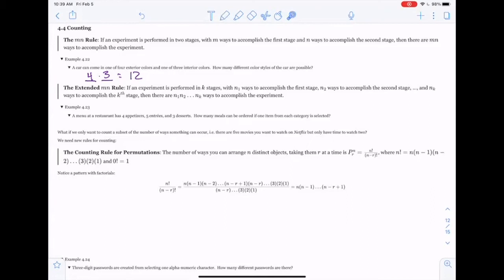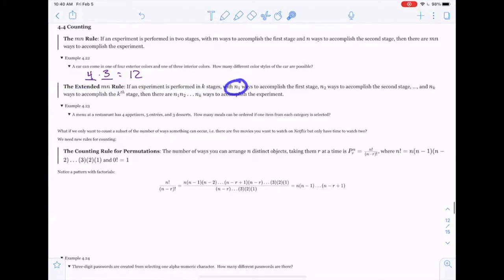This rule can be extended. We call this the extended MN rule. If any experiment can be performed in K stages, which is just a way of saying we don't know how many stages, and there are N1 ways to accomplish the first stage, N2 ways to accomplish the second stage, and so on, and then N sub K ways to accomplish the final Kth stage, then there are N1 times N2 times ... times NK ways to accomplish the entire experiment. This is just a long-winded way of saying that if an experiment is performed through multiple stages, and I can count each individual stage, then the number of ways to do the whole experiment is just the product of those counts.